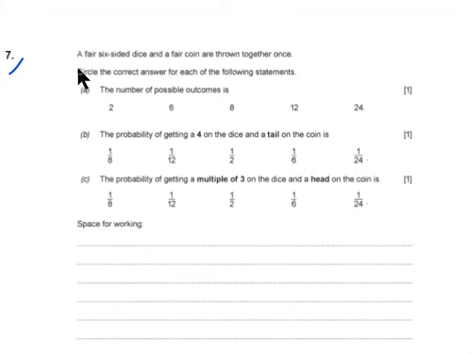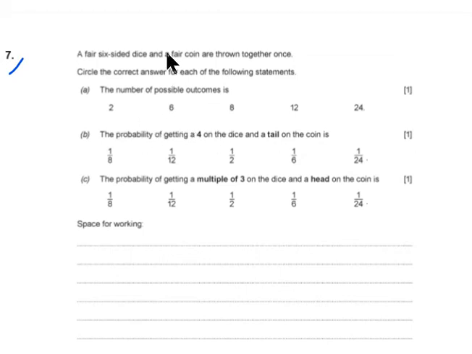Question 7. A fair six-sided dice and a fair coin are thrown together once. Circle the correct answer for each of the following statements. The number of possible outcomes is 2, 6, 8, 12 or 24.